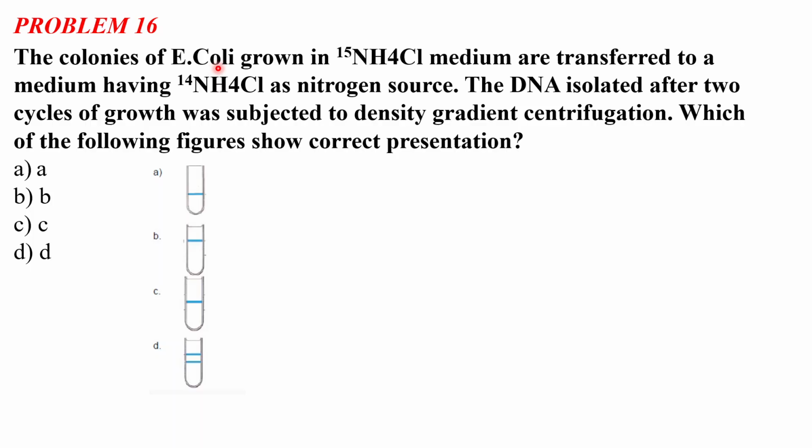Again, I will repeat: the colonies of E. coli grown in the 15N NH4Cl medium are transferred to a medium having 14N NH4Cl as a nitrogen source. The DNA isolated after 2 cycles of growth was subjected to density gradient centrifugation. Which of the following figures shows the correct presentation? A, B, C or D?